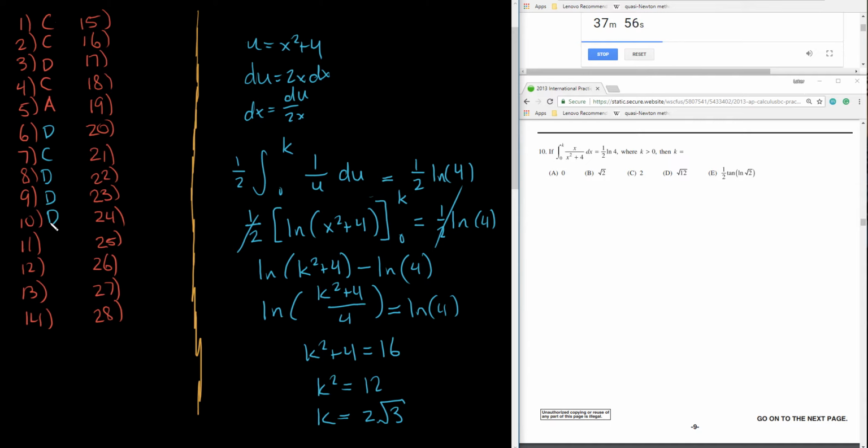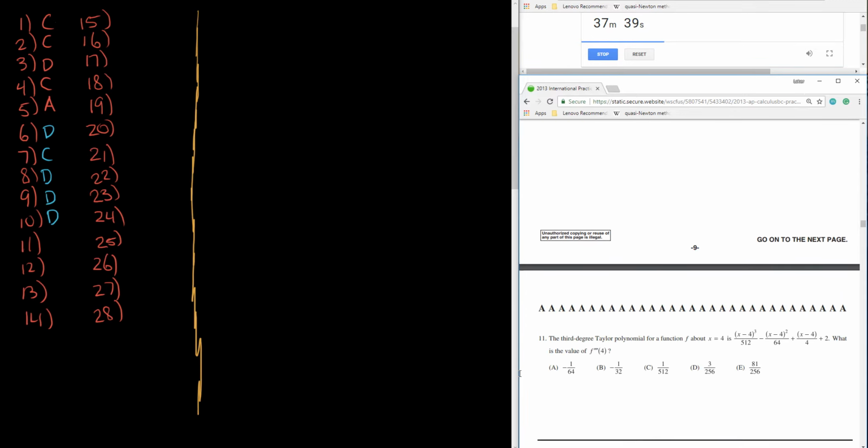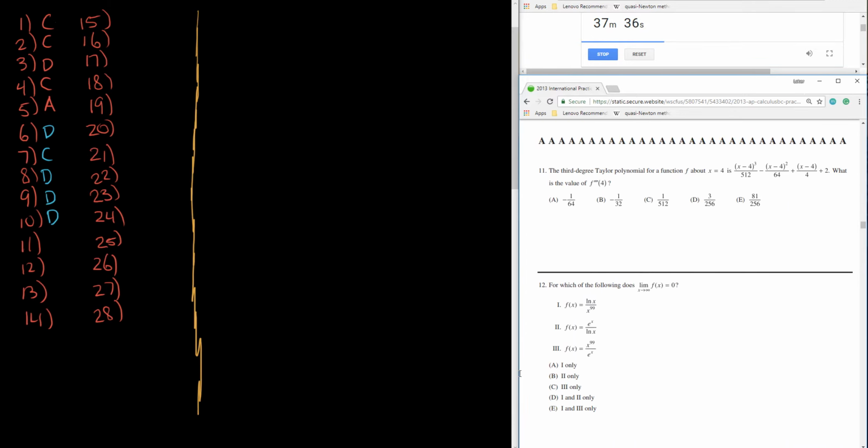Oh my goodness, I have never seen such a layout of answers. C, C, D, C, A, D, C, D, D, D. Yeah, I'm still going to roll with it, though. I don't think we should give an intentionally incorrect answer just so that we get more varied answers.